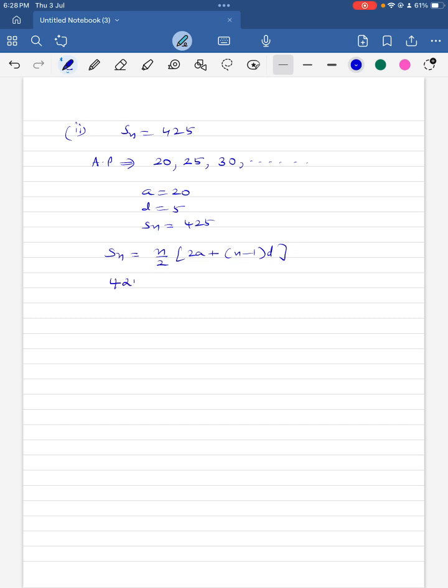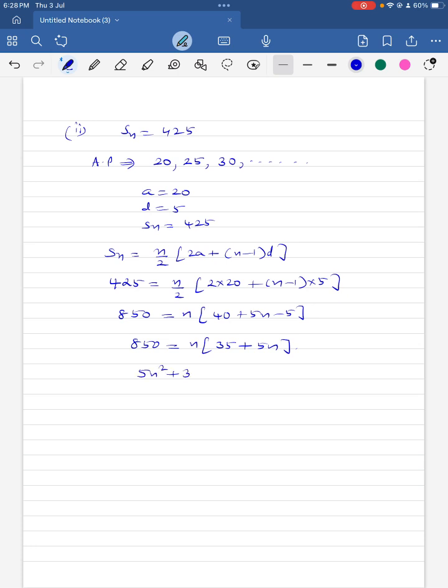So 425 is equal to n by 2 into 2 times 20 plus n minus 1 times 5. Let me cross multiply the 2 to the other side. So I would get 850 is equal to n times 40 plus 5n minus 5. 850 is equal to n times 35 plus 5n. So that gives me 5n squared plus 35n minus 850 equal to 0. If I divide throughout by 5, I would get n squared plus 7n minus 170 equal to 0.